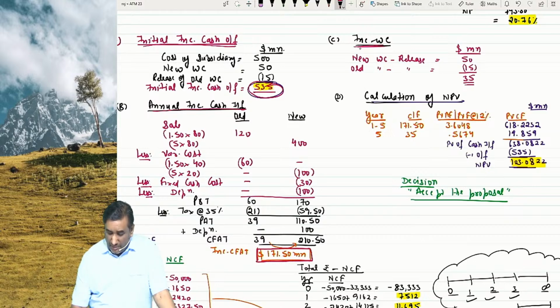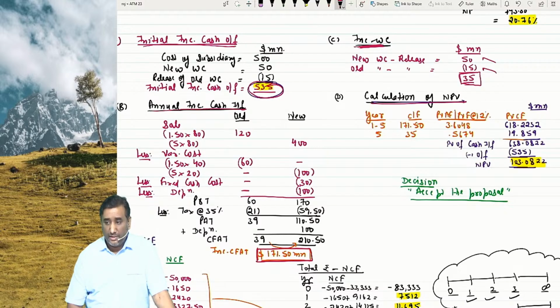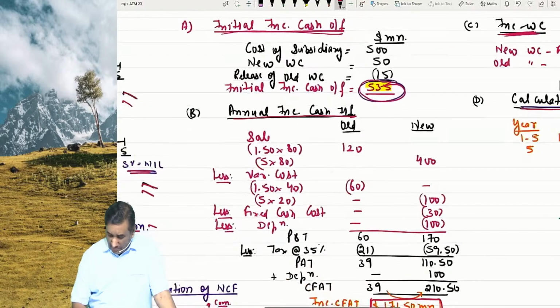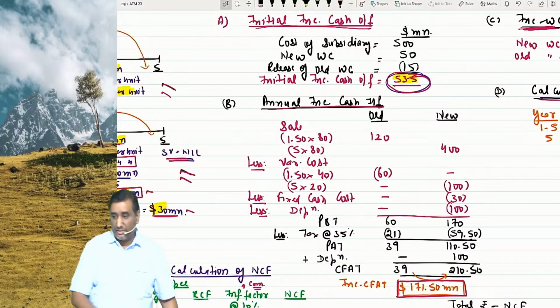So incremental CFAT we have is 171.5. The release of working capital, incremental working capital: new will release 50. If new was not there, old would have released what? 15. So net comes to what? 35. And then you do what? Calculation of NPV. That NPV comes out. So quickly check the answer of the first part and then the second part.